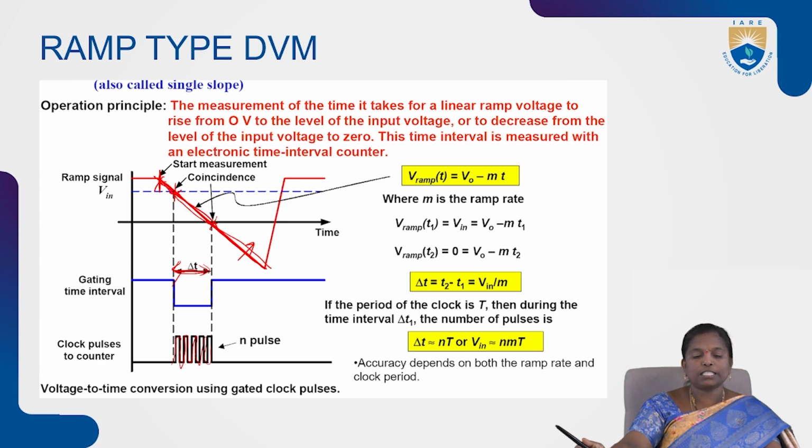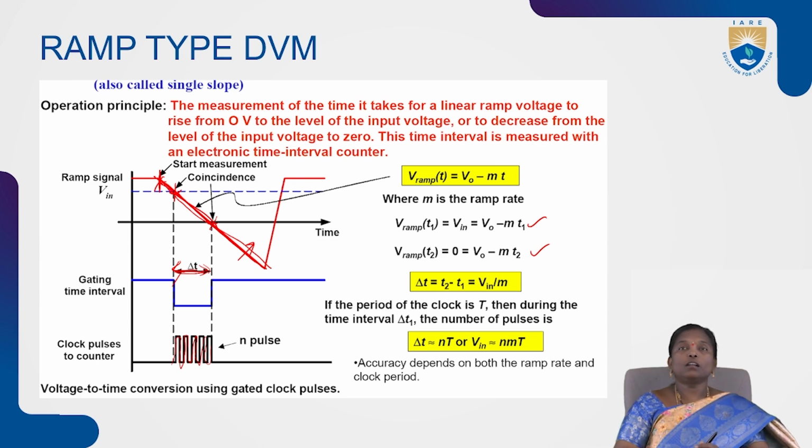In this ramp type of digital voltmeter, we have two times, T1 and T2. Time T1 is the time required for the ramp signal voltage to equal the voltage of the DC input, whereas time T2 is the time required for the ramp signal voltage to equal the voltage of the ground. The voltage of the ramp signal is equal to 0 volts.